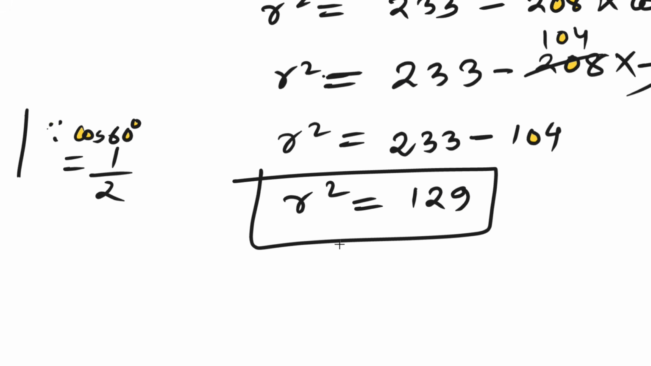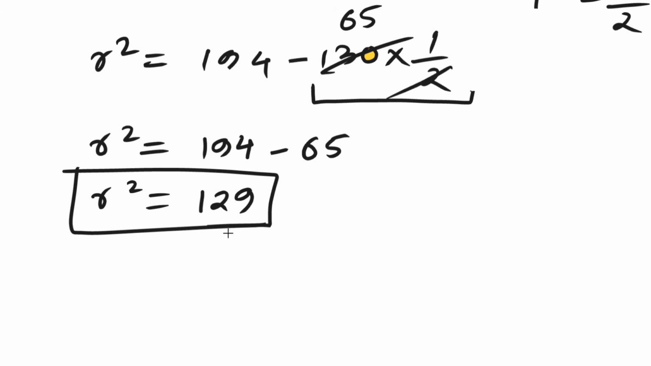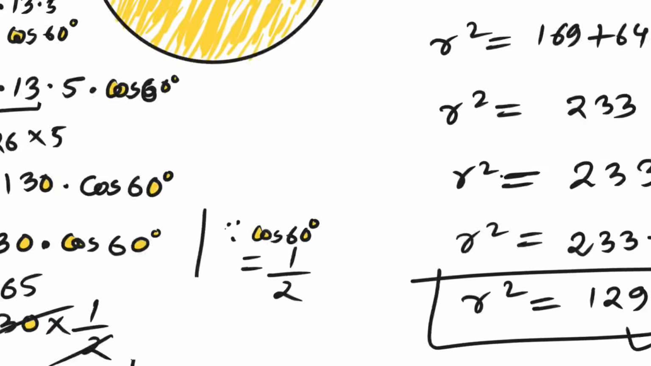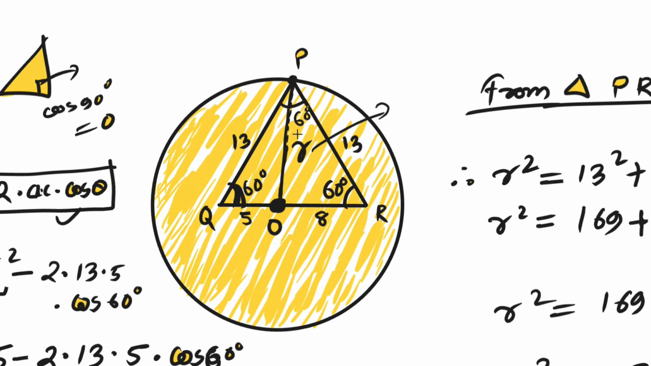Perfect. We have arrived at exactly the same value from the second triangle. That agreement is a strong confirmation that our calculation is correct. Both triangle PQO and triangle PRO lead us to r squared equals 129. Now we're ready for the final step.